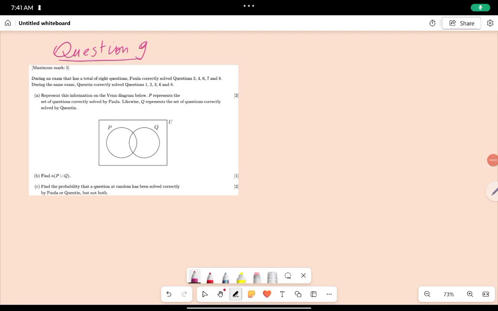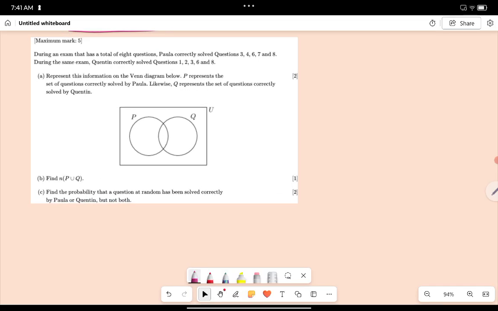Hello guys! Okay, so this is question 9 of the revision question set of 20 questions. This is a Venn diagram question, so let's have a look.